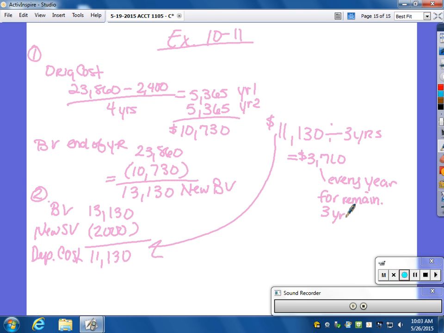So, where did the 4 years come from? That was the initial useful life. In the first sentence of the problem, it says Apex Fitness Club uses straight line depreciation for a machine costing $23,860 with an estimated 4-year life. Okay.